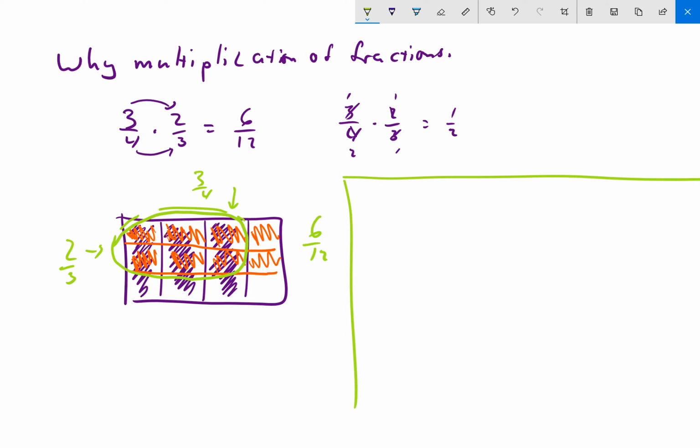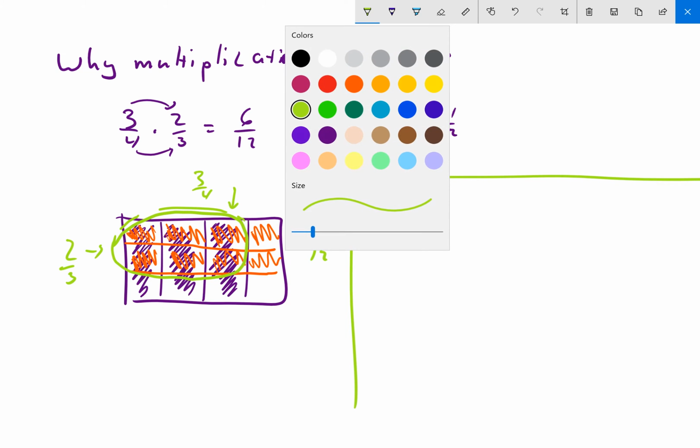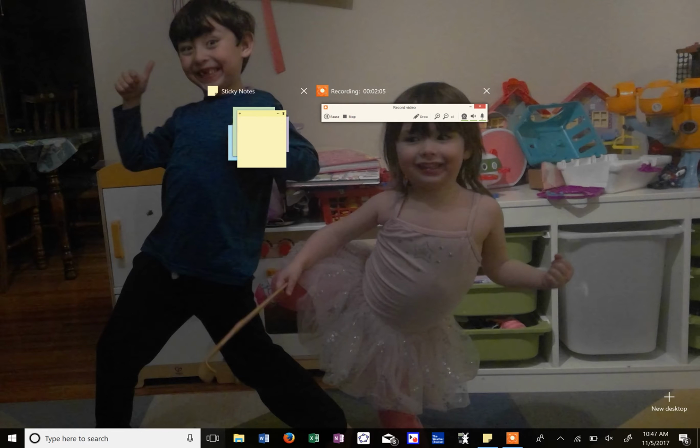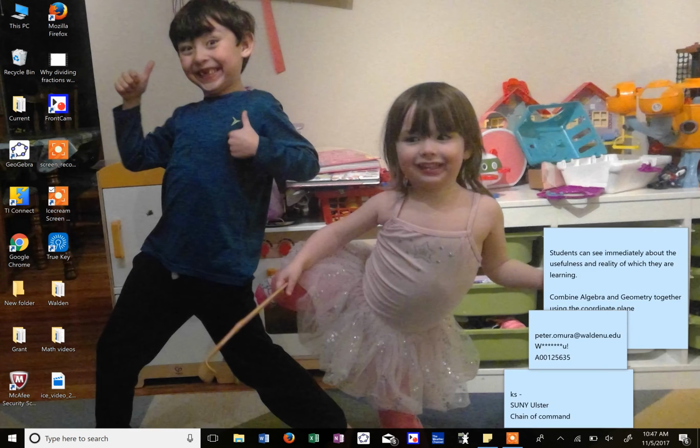But I don't really think that's a sufficient understanding of what I'm doing here. So I'm going to do one more. I'm going to take the same question. Let's go back to where I was. Let's go back to 3/4 times 2/3.